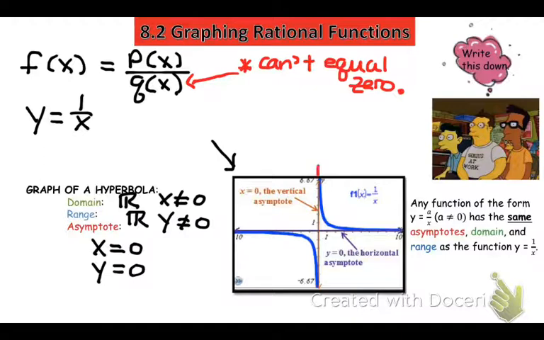Here we can see our vertical asymptote where x equals 0. Here is our horizontal asymptote where y is equal to 0. Over here in the corner, you need to know that y equals a over x is going to have the same asymptotes, domain, and range as y equals 1 over x. If I said y equals 7 over x, the 7 is going to be a stretch. It's not going to shift it. We'll look at shifts later on. So it's not going to affect our asymptote.